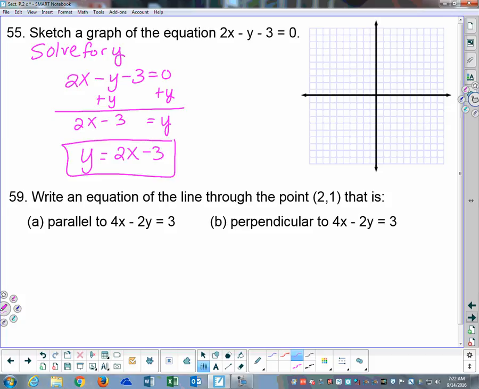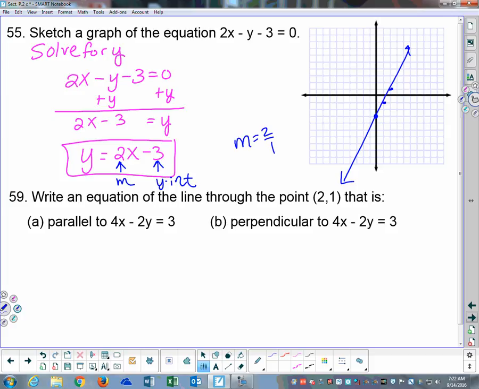Now I'm going to sketch a graph of that, recalling that this is my slope and this is my y-intercept. So starting out with b, 1, 2, 3, there's -3, slope of 2. That slope is up 2 over 1, up 2 over 1, up 2 over 1, and put your line right through it.